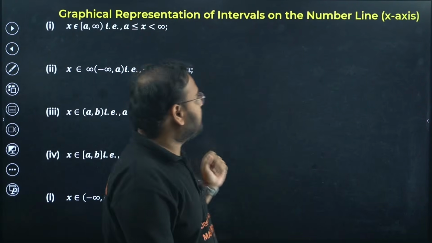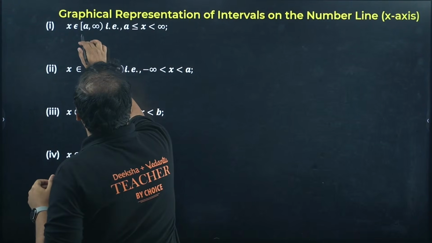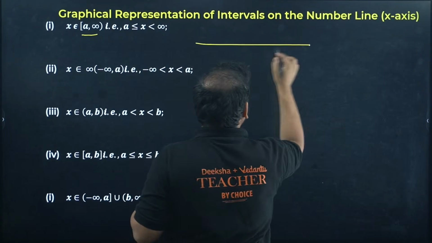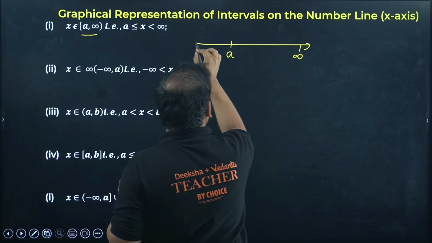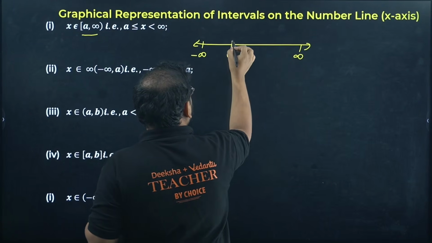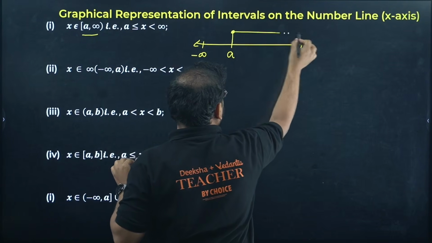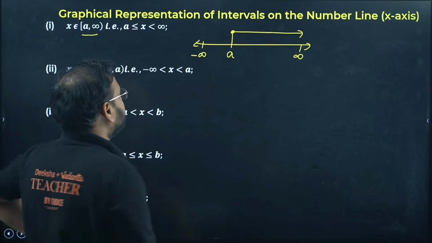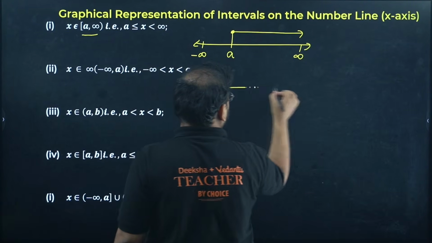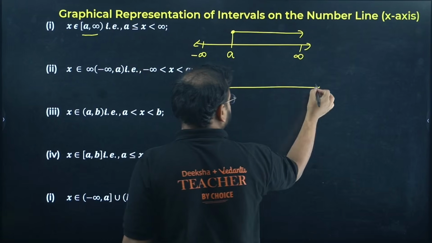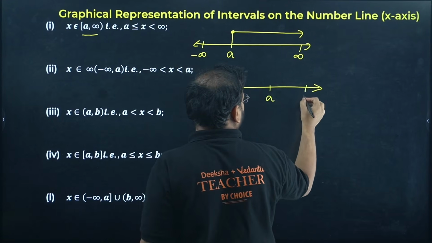Graphical representation of intervals on the number line or the x-axis. When it says x belongs to a closed to infinity open, it means there's a point a somewhere. This side, of course, is infinity, and this side is negative infinity. When they say a closed, it goes like this, closed all the way till infinity. So a is closed, infinity is open. If you have both open, you go like this. Please check the second case: negative infinity, we have a, and we have plus infinity.